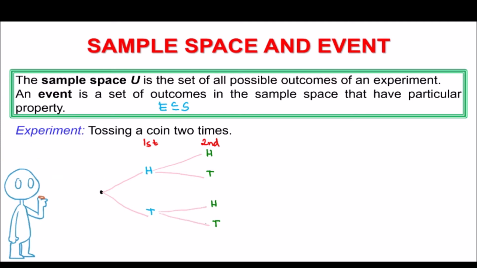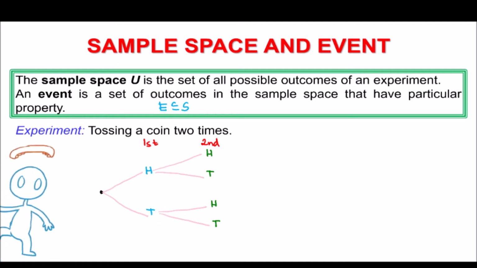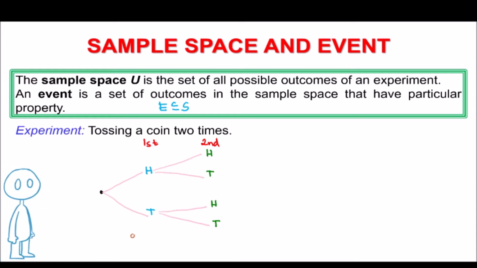Now, in order to create the sample space, what you're going to do is you're just going to follow each branch from the start up to the end. And as you finish, you need to write down every letter you pass, and that's going to be your sample space.